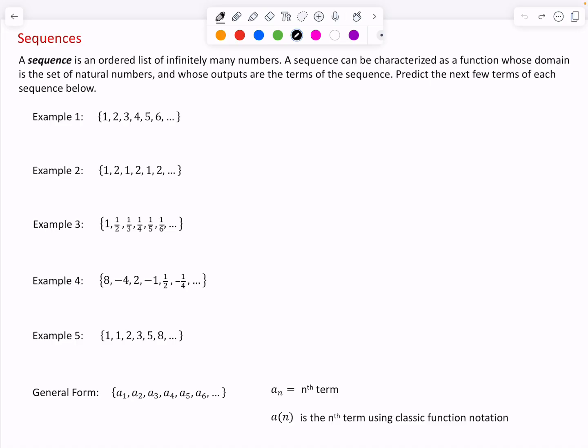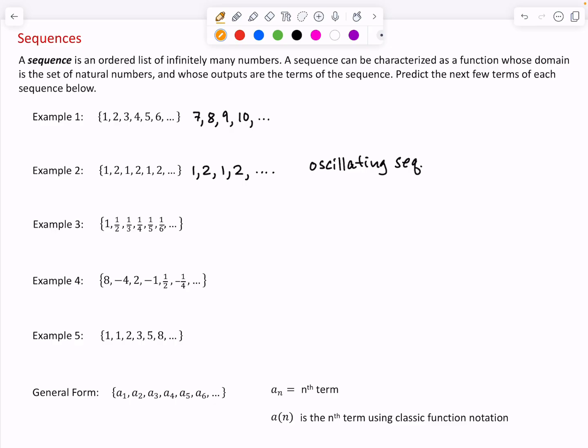Predict the next few terms of each sequence below. Example 1, our list of numbers is 1, 2, 3, 4, 5, 6, etc. And we can predict the next one will be 7, and then 8, and then 9, and then 10, etc. The next sequence begins with a 1 and then a 2, and then a 1 and then a 2. Assuming this pattern continues, we would expect to see a 1 and then a 2, etc. This sequence is known as an oscillating sequence because the terms alternate between two different numbers.